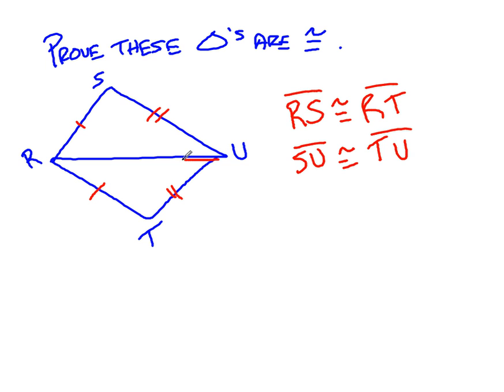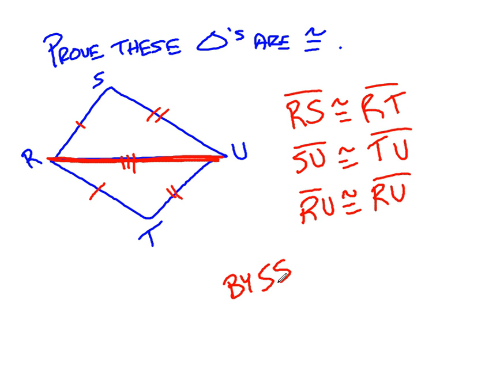But this side, RU, is shared between the two triangles. A segment can't change its length, is basically what we're trying to say. It's a shared segment. It will never change its length. So it will be congruent to itself, and it's being used by both triangles. So now I have three pairs. You can almost say, look, this is congruent to itself with three markings. So I'm going to now say, therefore, by side, side, side, I'm going to have triangles congruent.